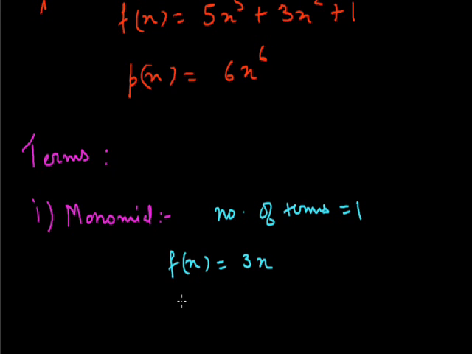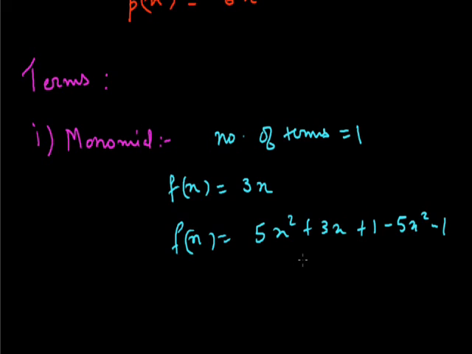Again, if we are given a polynomial f(x) = 5x square plus 3x plus 1 minus 5x square minus 1, then again this is a monomial since we can simplify this polynomial as 3x, because here 5x square minus 5x square will cancel, plus 1 minus 1 will cancel, and the only term that remains is 3x. Therefore, f(x) is again a monomial.